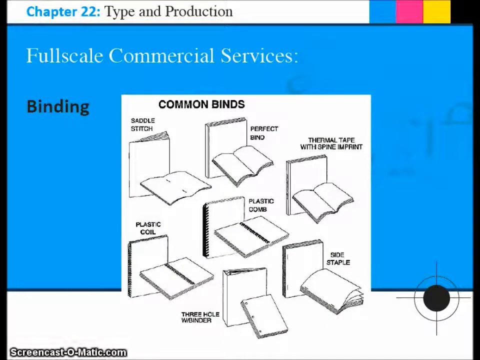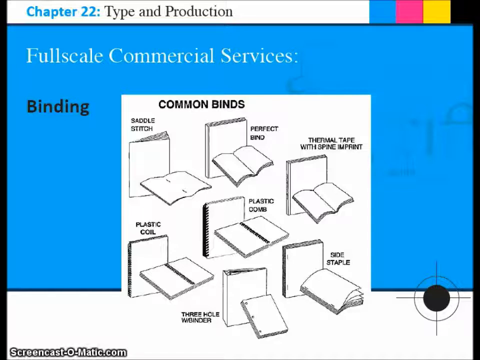So then we move on to binding. And in binding, there's lots of different kinds of choices, and those choices again will affect your bottom line. You'll see the saddle stitch, which is common in small booklets, where we basically put 2 staples in the middle, and it helps the book to lay open more flatly onto the table.